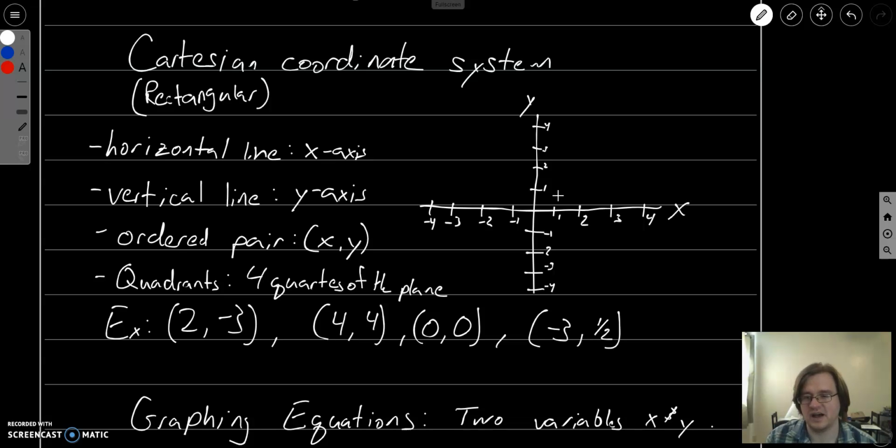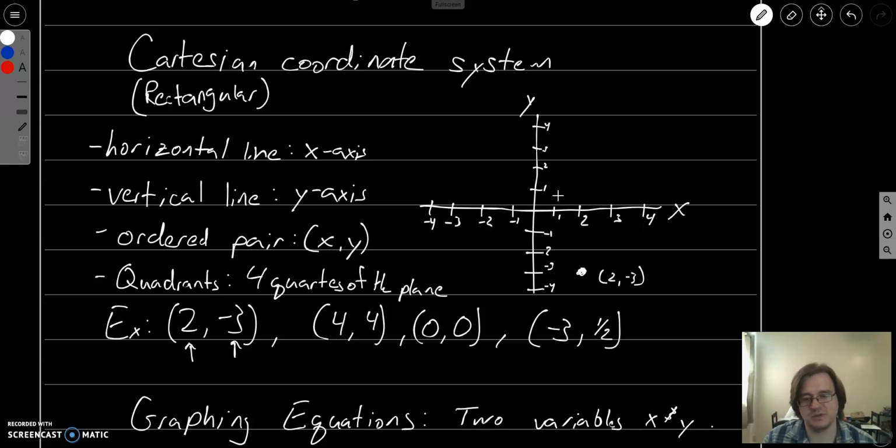So for instance, the point 2, -3. Remember, the first coordinate is always the x coordinate, and the second coordinate is always the y coordinate. So first we go to x is 2, so we're going to go 2 to the right, and then y is -3, which means going down 3. So this point here is going to be 2, -3.